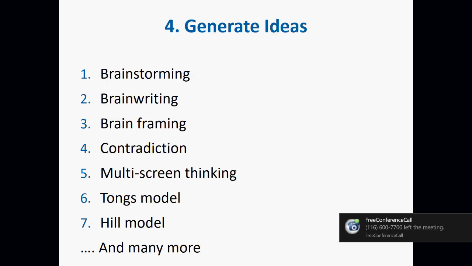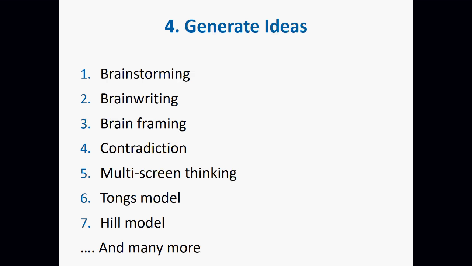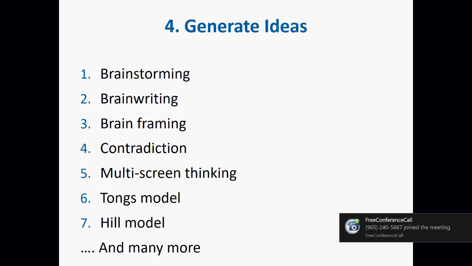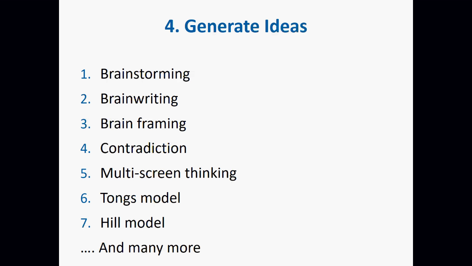But brainstorming, brainwriting, and brain framing are usually the three techniques used for divergence. They are called divergent techniques because they help you create a lot of ideas. Quantity matters, quality doesn't matter. The objective is to think laterally and come up with as many ideas as possible.